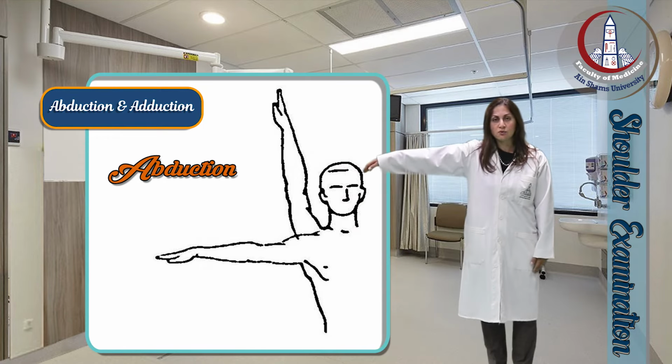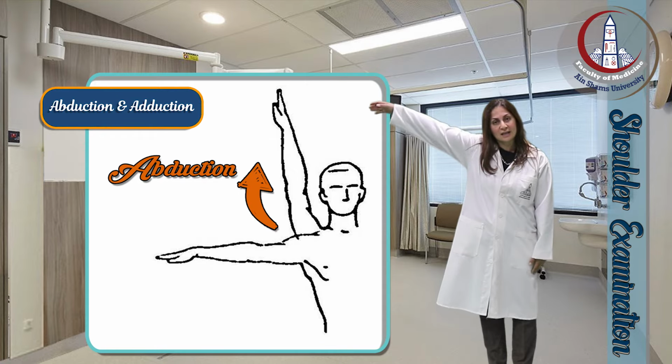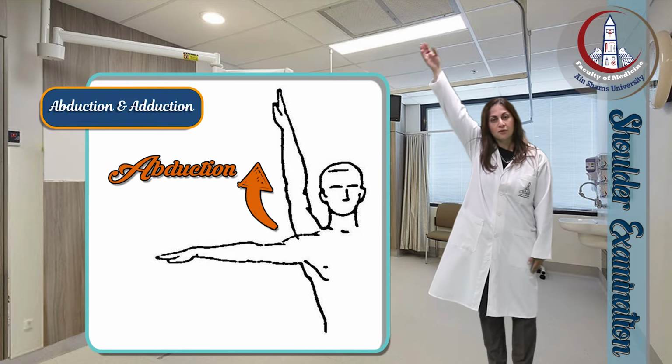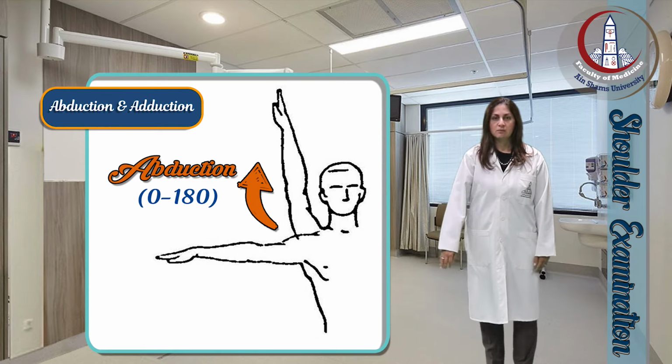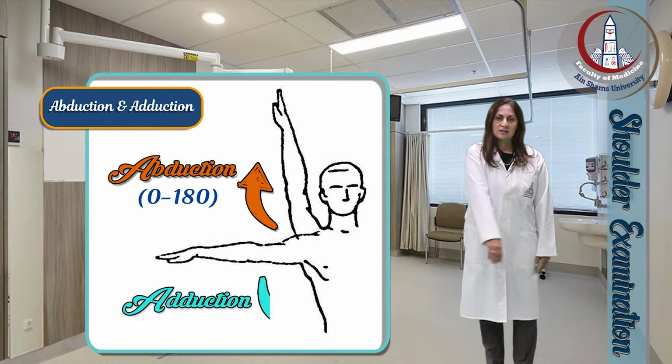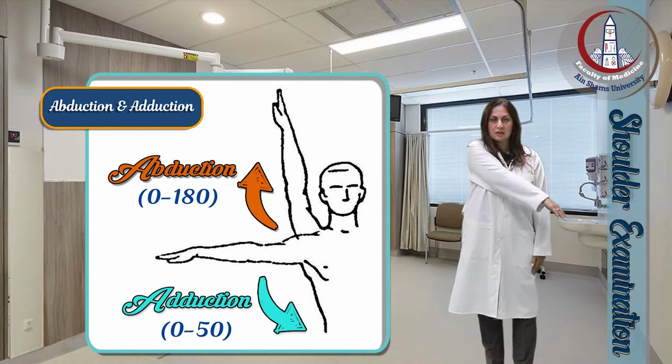One of the most important ranges of motion of the shoulder joint is abduction. It signifies moving your arm with the elbow extended upward and away from the trunk till 180 degrees. On the other hand, adduction has a range of motion of 50 degrees. This is because the trunk comes in between your upper limb and the range of motion.